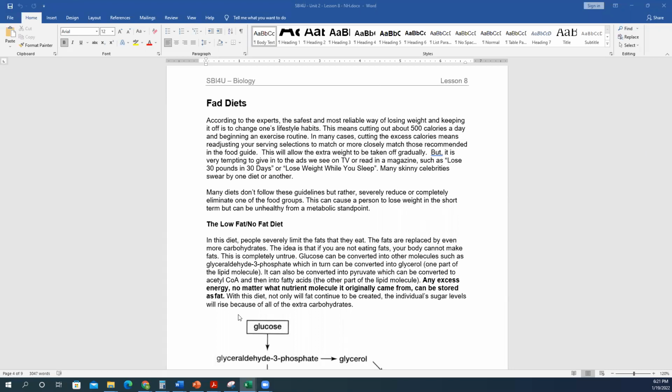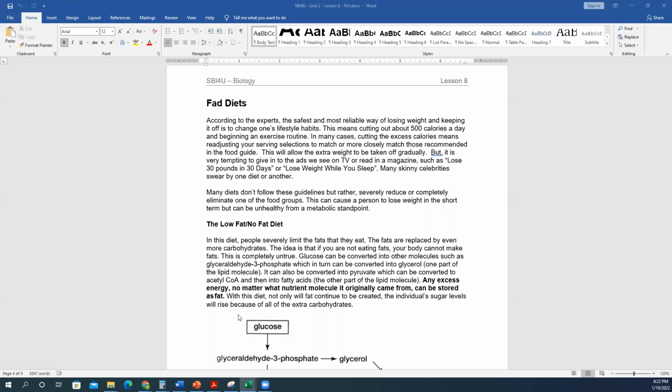But at the same time, we are constantly being tempted by ads that we might see on TV or in magazines or on social media that promise us to lose 30 pounds in 30 days, or lose weight while you sleep, and such things. And then there are those skinny celebrities who quite irresponsibly swear by some fad diet or another.